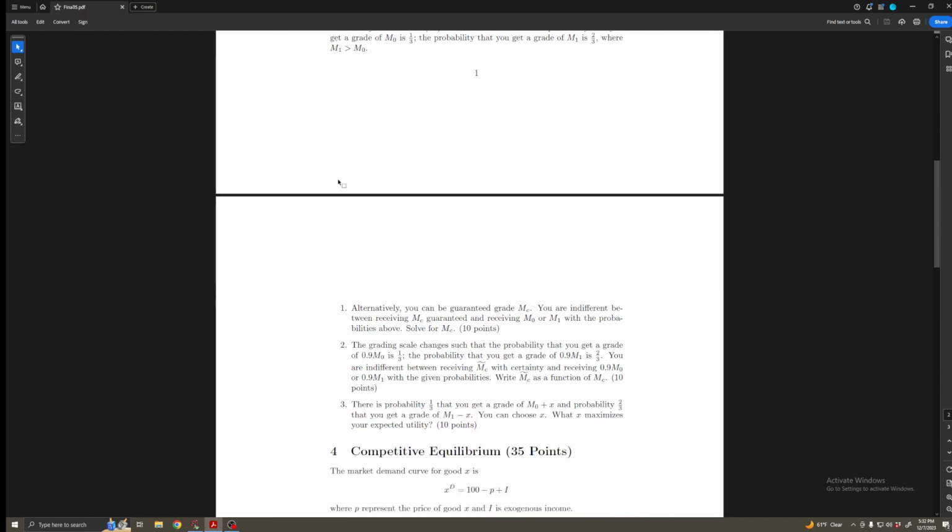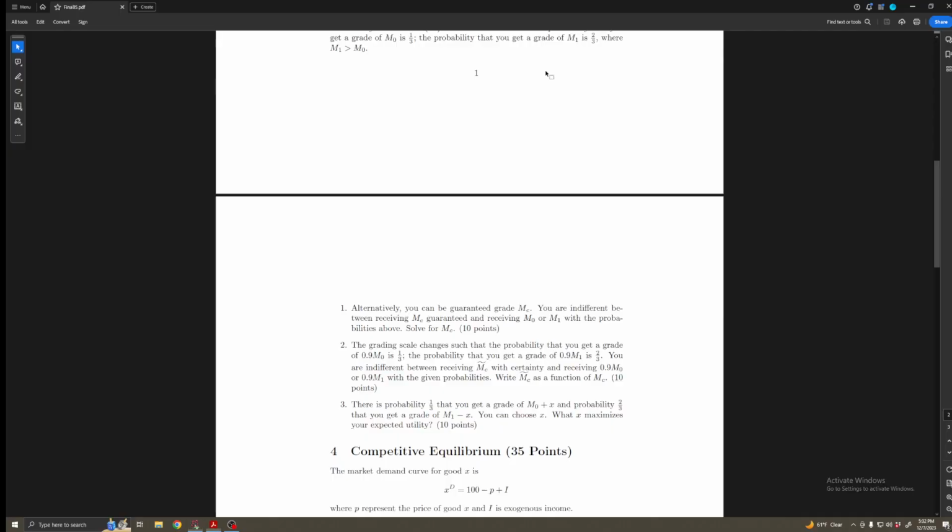Question one asks us, alternatively, you can be guaranteed a grade of m sub c. You're indifferent between receiving m sub c and receiving m sub 0 or m sub 1 with the probabilities above. Solve for m sub c. So this is sort of like a certainty equivalence question, which is saying, how much are you willing to sacrifice from your expected value so that your expected utility is the same as the utility you receive with certainty from this non-risky outcome, m sub c, right? So we're not solving for certainty equivalency, but it's definitely related to that concept.